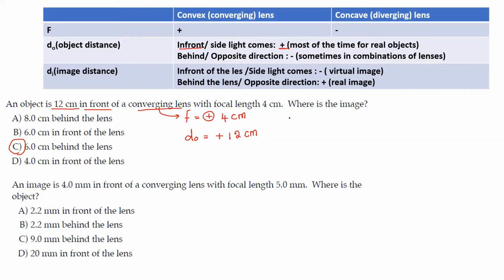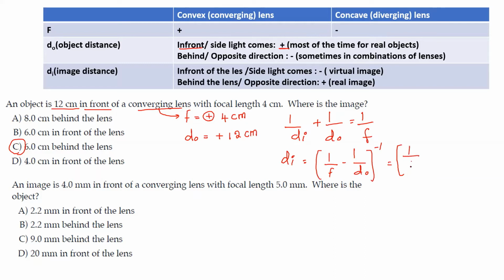So what we need to do is we just have to use this equation. Di plus D naught is equal to 1 over F. So Di is given by 1 over F minus 1 over D naught. And you take the inverse of it. F is 4, D naught is 12. And when you take the inverse, you get plus 6 centimeters.